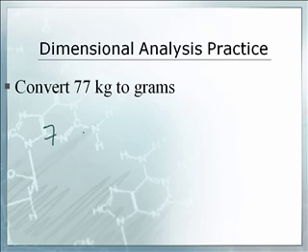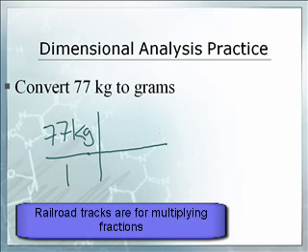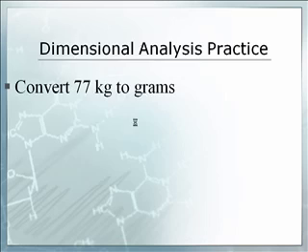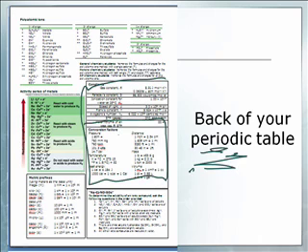So I have 77 kilograms. Rule number one is write down what you know as a fraction. Put it over 1. Now I'm going to multiply by a conversion factor. We use these like railroad tracks. I need to look at my conversion table and find something that relates kilograms and grams. What am I going from? Kilograms to grams. I look on my conversion table and it's not there. What am I going to do? Go to the previous one.